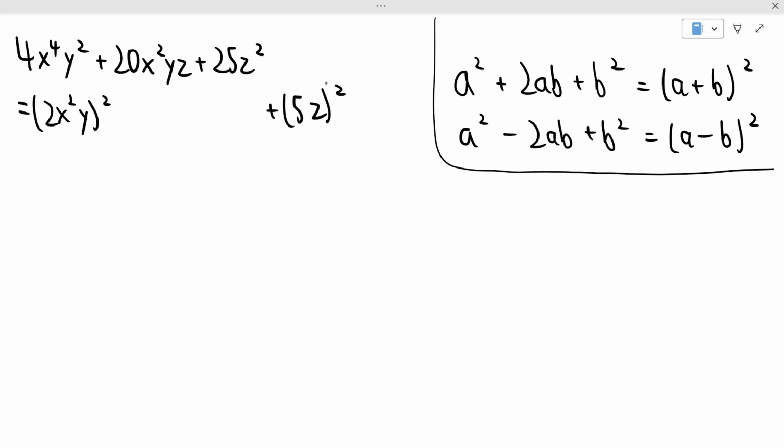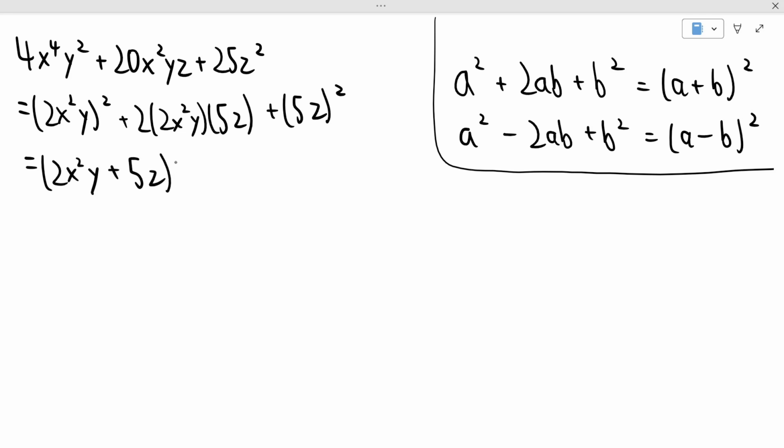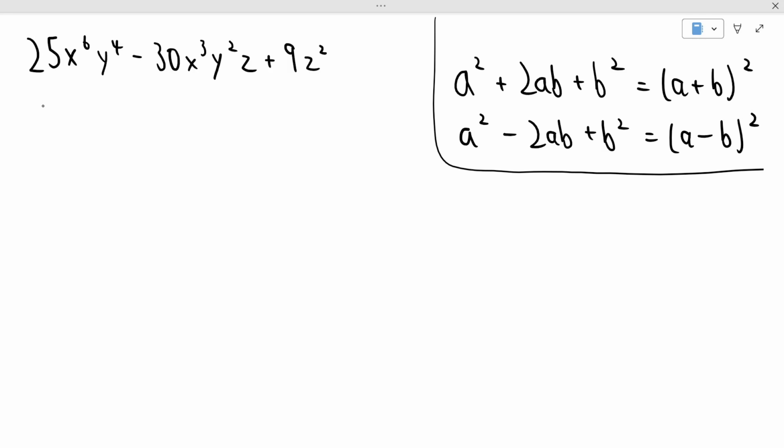And we'll notice that we can also rewrite the middle term, 20x squared yz, as 2 times 2x squared y times 5z. So now, this entire expression is in the form of a squared plus 2ab plus b squared, where a equals 2x squared y and b equals 5z. So this means the entire expression is equal to 2x squared y plus 5z all squared, and this is our final answer.